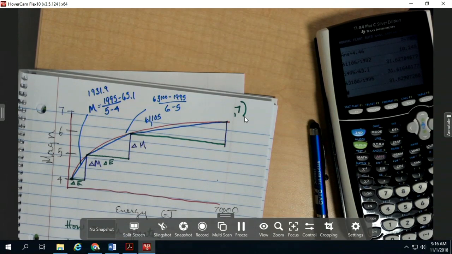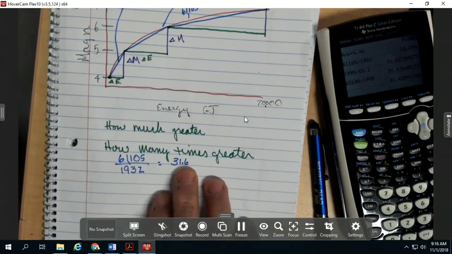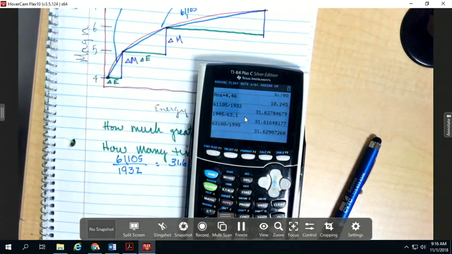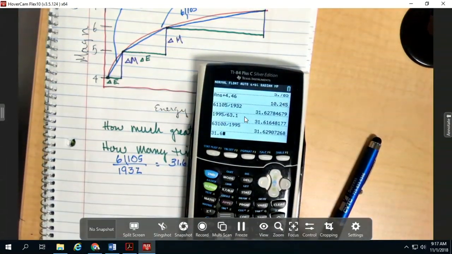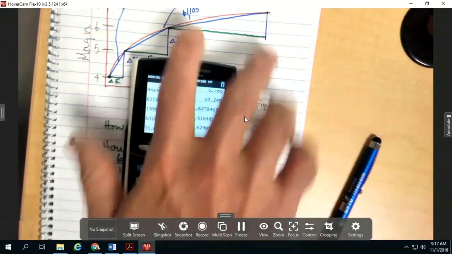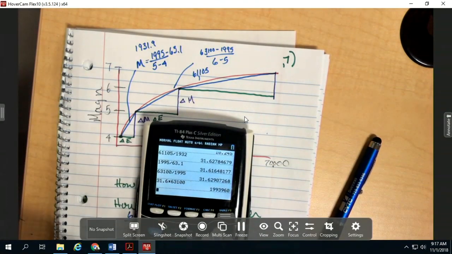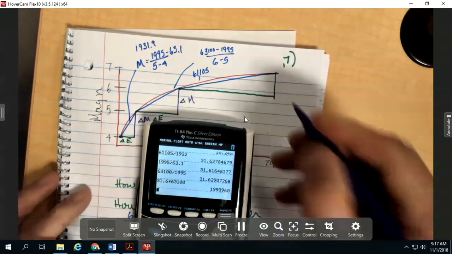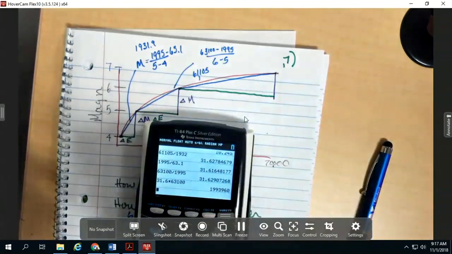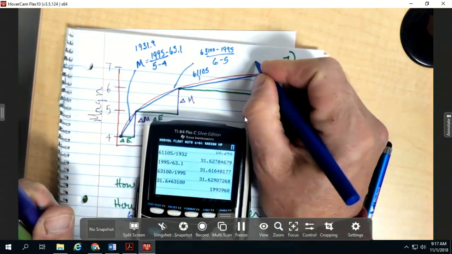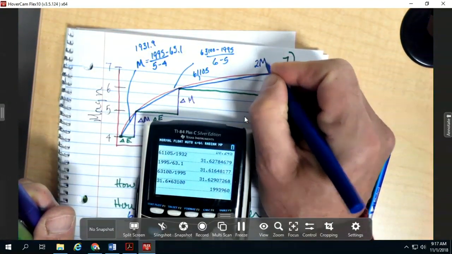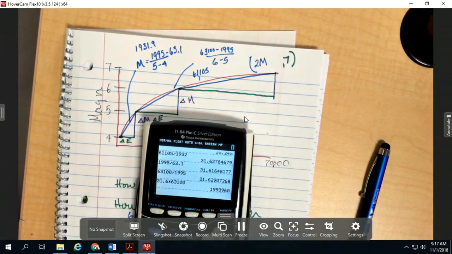31.6 to the 7th power. 31.6 is the right number to use, but we'll just take 31.6 times how much energy there was at a magnitude 6, 63,100, and we get about 2 million. Two million gigajoules of energy.